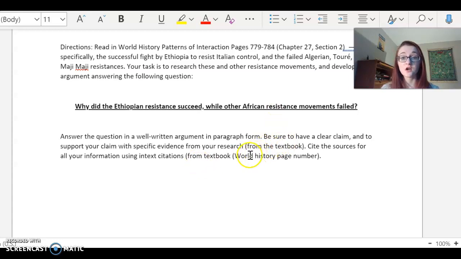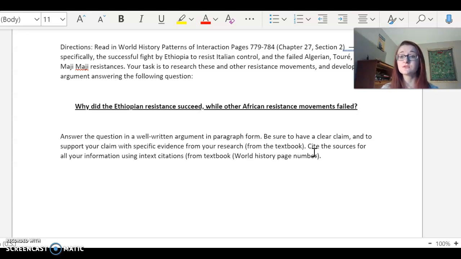What in-text citations are, we've done this before. You should know it by now. It is, in this case, the name of the textbook, World History, and then whatever page number you pull your information from. You have to use in-text citations every time you use a quote, every time you borrow information from the textbook, okay, or any other outside source. So everybody has to do in-text citations.